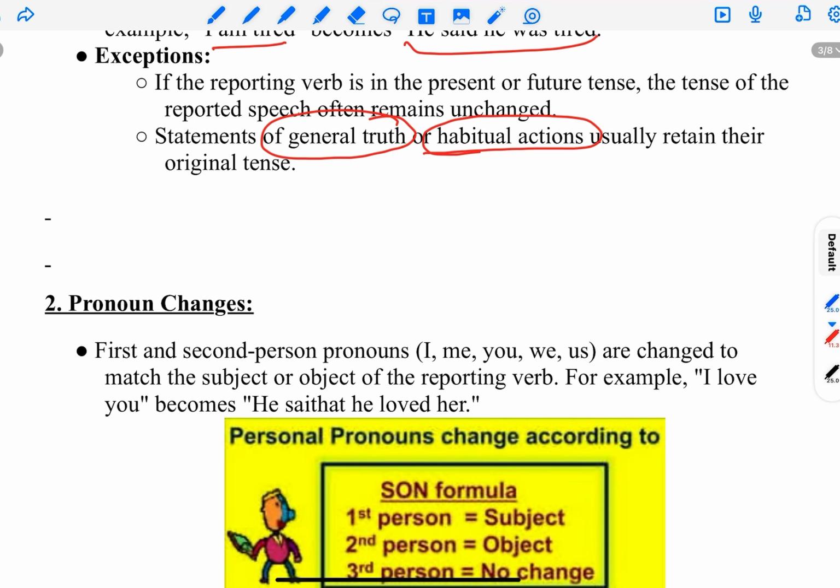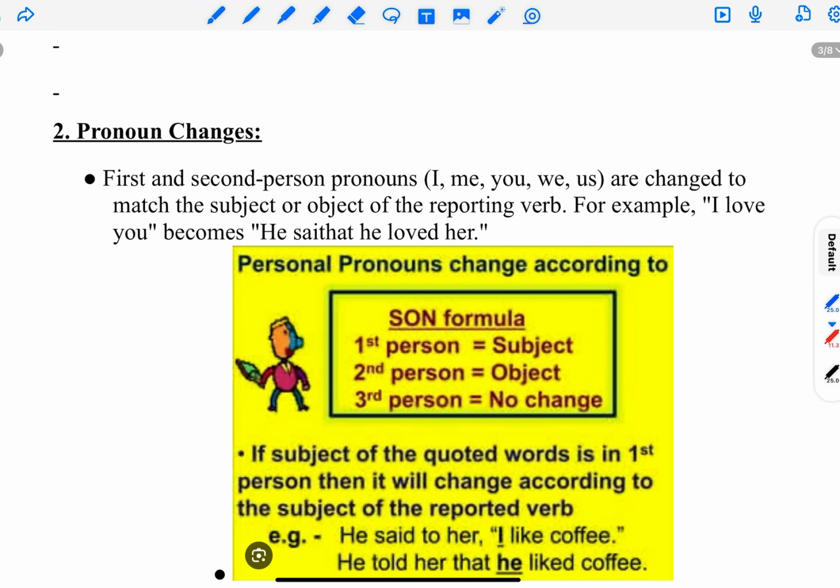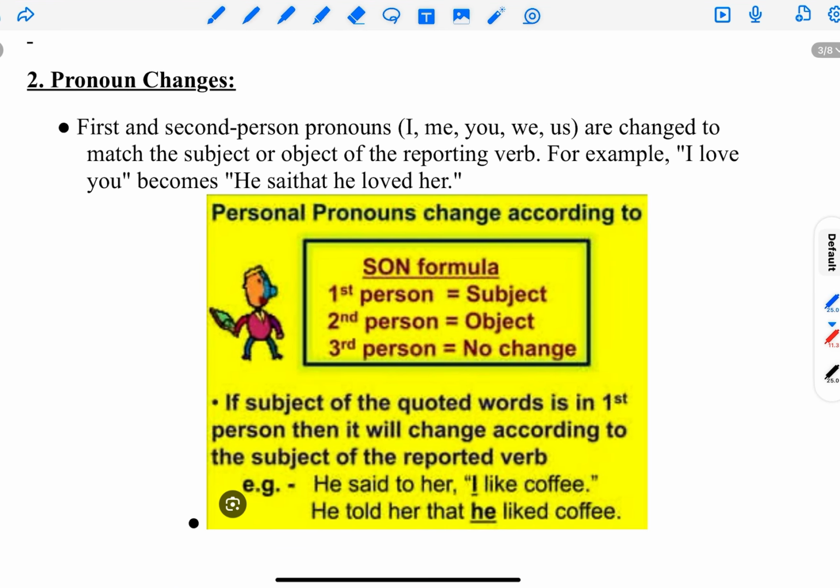The second change is the change of pronoun. So how do the pronouns change? There is a shortcut formula for you. There is a mnemonic to remember, that is the SON rule. SON. What does SON mean? S means first person, O means second person, N means third person. S means subject, O means object, and N for no change.